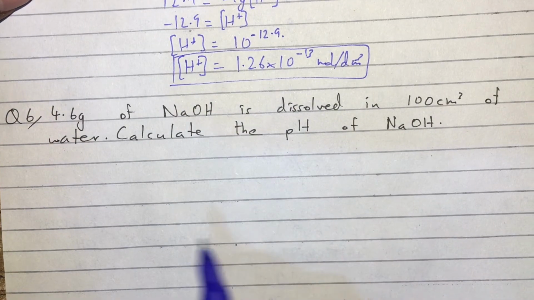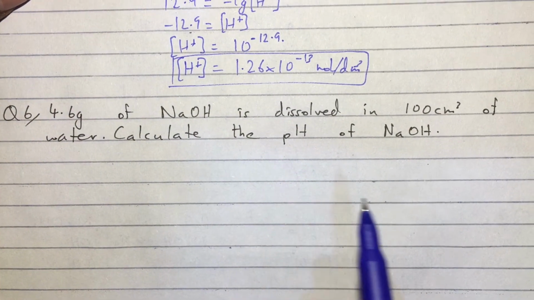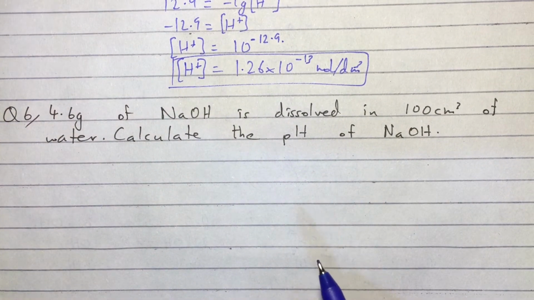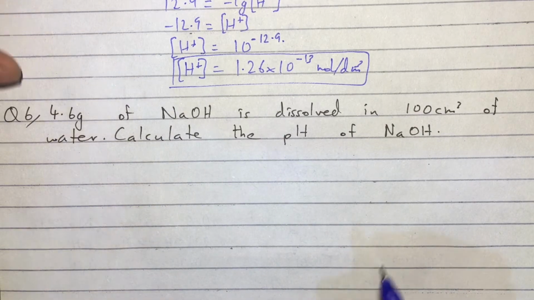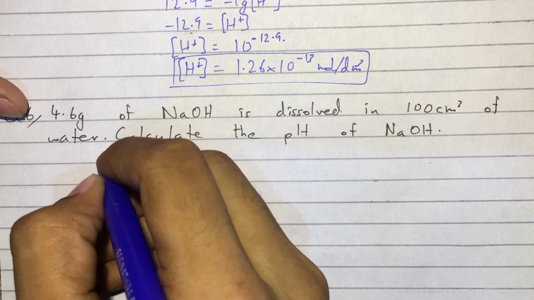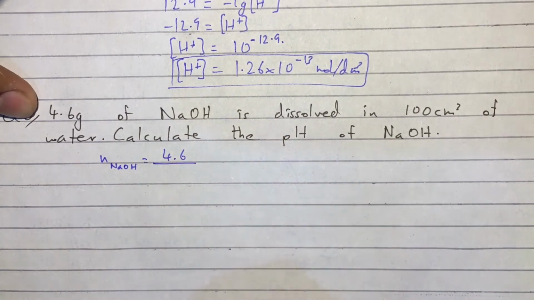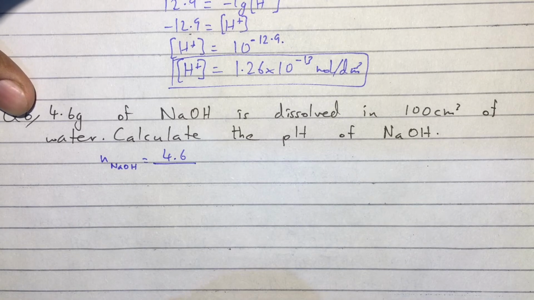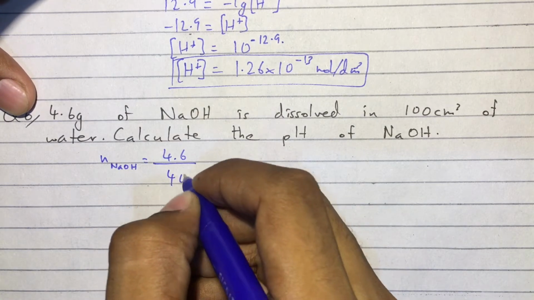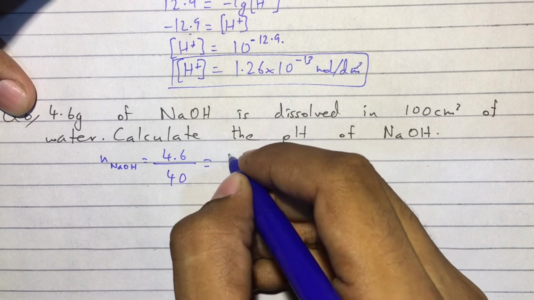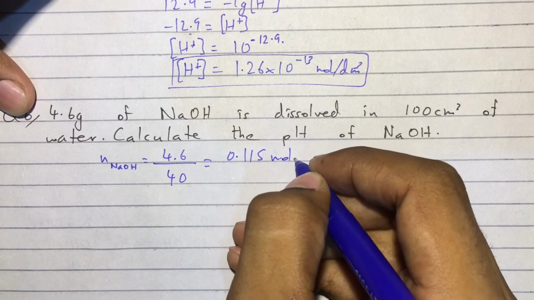In the next question, 4.6 gram of NaOH is dissolved in 100 cm cube of water. Calculate the pH of NaOH. So I'll find the moles of NaOH. 4.6 upon the molar mass, sodium is 23 plus 16 plus 1, it's 40. So the number of moles is 0.115 moles.